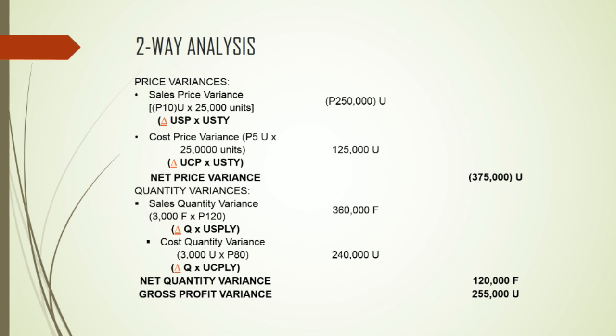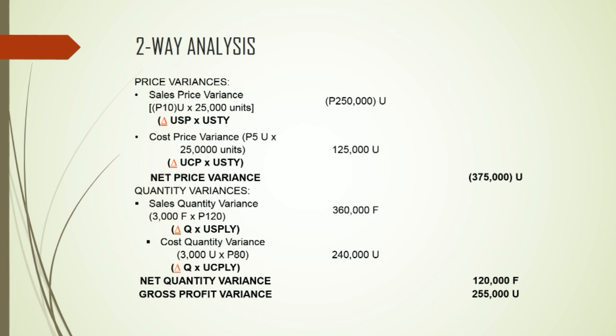So for the change of unit selling price, we have 10 pesos. It is the 120 pesos for 2018 and then it decreases to 110 pesos during 2019. So we have here the negative sign for the change in unit selling price, and it is unfavorable because the selling price decreased. So this one, the 25,000 units is the units sold this year, which is 2019. So 10 pesos times 25,000, we will be getting negative 250,000 unfavorable.